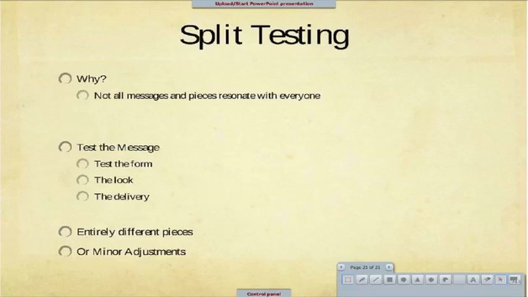You're just trying out different things, small, minor adjustments generally, and sometimes entirely different pieces, just to see what's going to capture the attention of your prospect and get them to take the next step and to raise their hand and say, I actually have some interest in what it is you're offering.